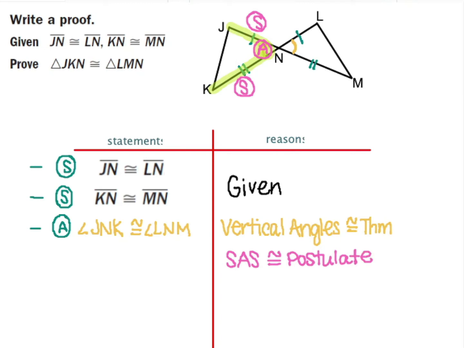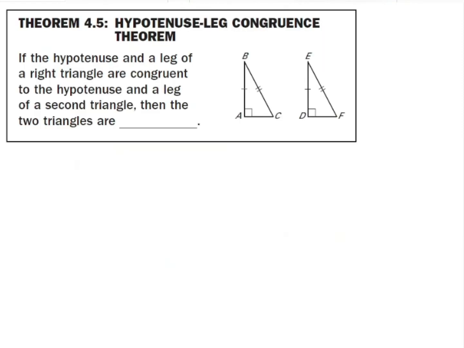And what does the side angle side congruence postulate tell me? It tells me, it's right in the name, that the triangles are congruent. That's how simple some of these proofs can be. Our other theorem of the day is called the hypotenuse-leg congruence theorem. Again, it only works for right triangles because of the hypotenuse, right? If the hypotenuse and a leg of a right triangle are congruent to the hypotenuse and a leg of a second triangle, then the two triangles are congruent.